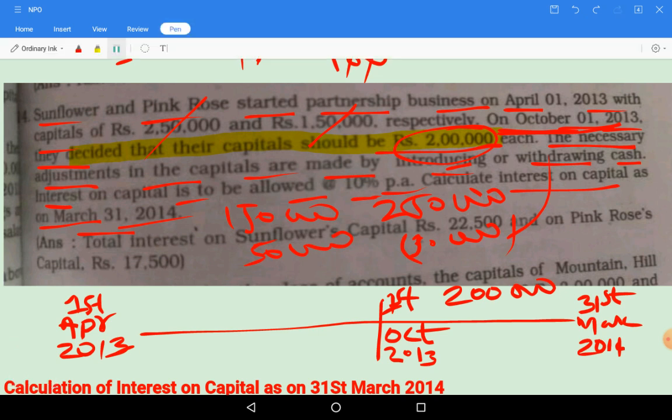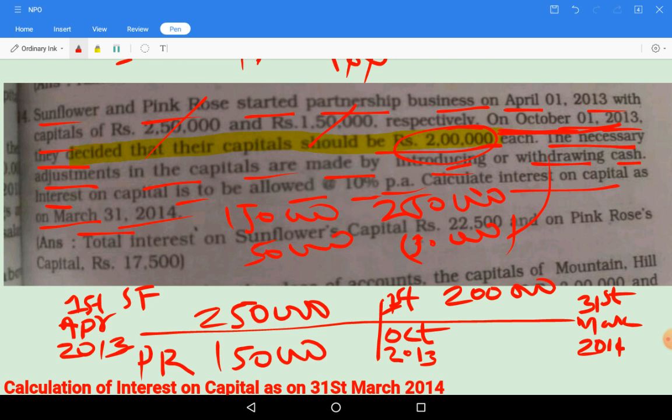ओके, सो लेट अस सी. सनफ्लावर पहले कितना था 2,50,000, बाद में कितना हुआ 2 लाख. पिंक रोज पहले कितना था 1,50,000. इन्होंने 50,000 माइनस कर दिए तो 2 लाख हो गया. इन्होंने प्लस 50,000 हो जाएगा कितना 2 लाख. ये 2 हो गए. लेकिन अपने को क्या करना है, कैलकुलेट करना है इंटरेस्ट. वी नीड टू कैलकुलेट इंटरेस्ट ऑन कैपिटल. तो फ्रॉम अप्रैल टू अक्टूबर मीन्स 30th September. 1st October से पहले वाला दिन 30th September तक. Till that date, how much capital is having 2,50,000.